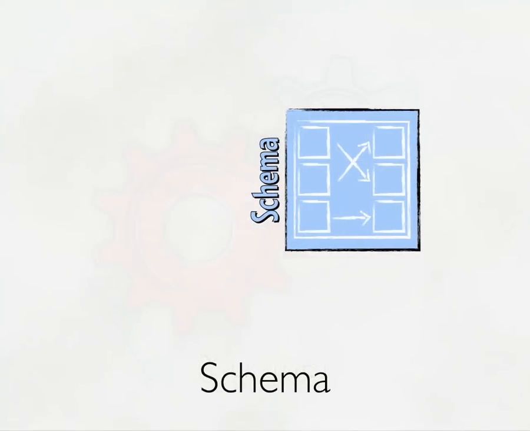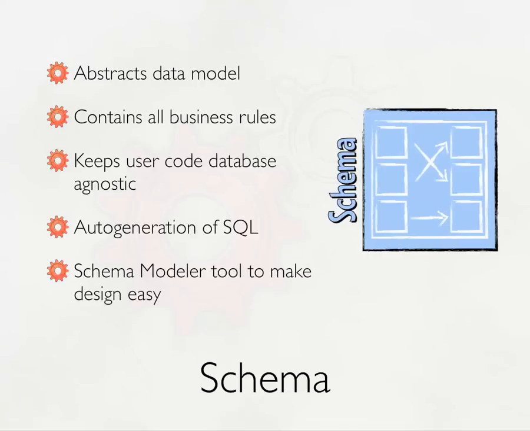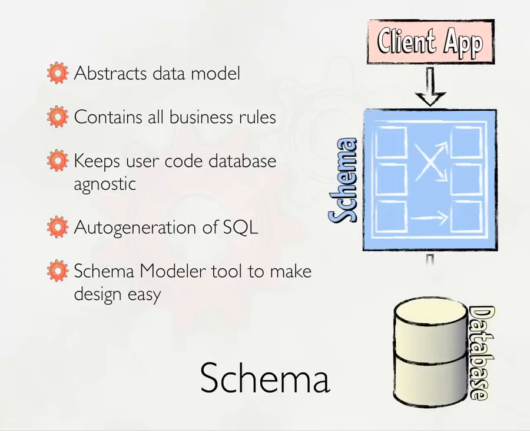So some of the great things about a schema is that you can use our schema modeler tool that makes designing the schema easier. It keeps all the user code database agnostic because the user code is written against the schema, not against the database. So that means if data changes happen to the database in the future, then you don't have to update all your clients because the schema abstracts out the data model from the database. And then probably the coolest feature in the world that schemas allow for is what's called daSQL.